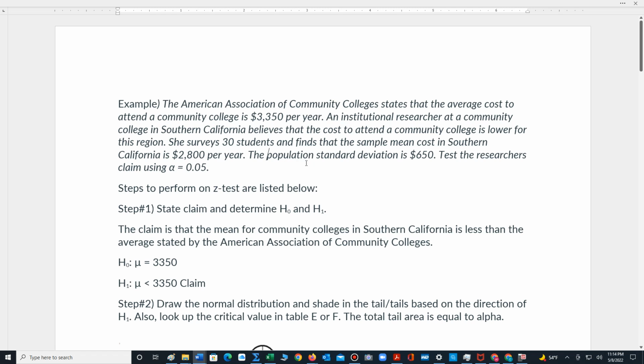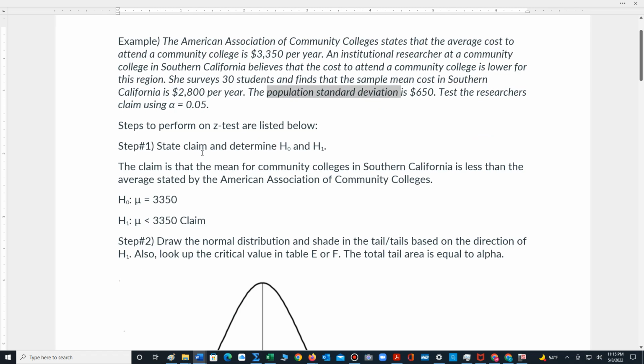First of all, we examine the fact that we are given the population standard deviation. This lets us know that we can perform the z-test to test the hypotheses. Our next step is we have to state the claim, determine H naught and H sub 1. The claim is that the mean for community colleges in Southern California is less than the average stated by the American Association of Community Colleges.